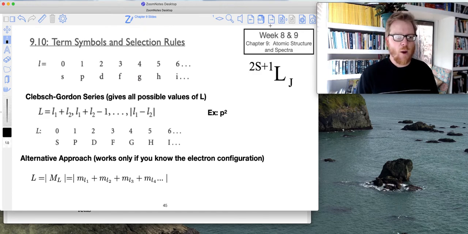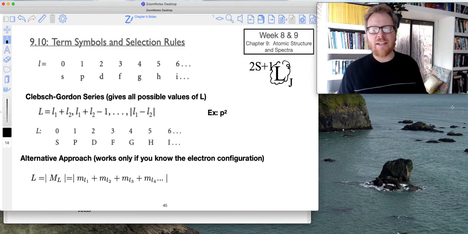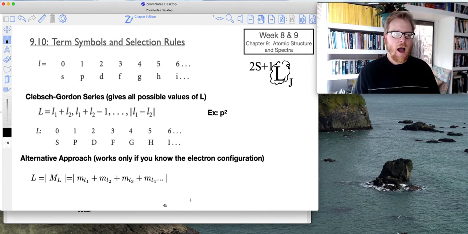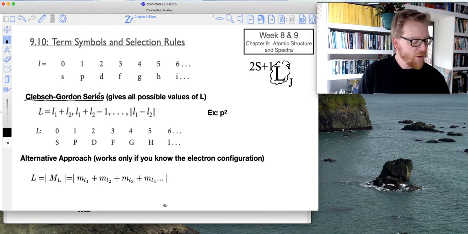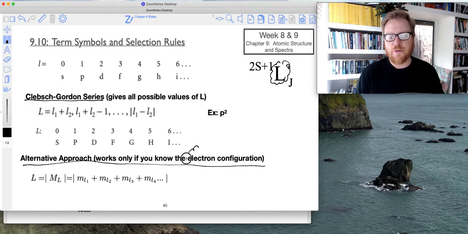So the first thing that I want to talk about is the main term L. And what I'm going to point out, there's a couple different ways to come up with these term symbols. And most textbooks, of course, go through the super confusing way on how to do it, and that's called the Clebsch-Gordan series. But I'm going to provide an alternative method for coming up with these term symbols that I think works really, really well. So here's this alternative approach, but only if you know the electron configuration.